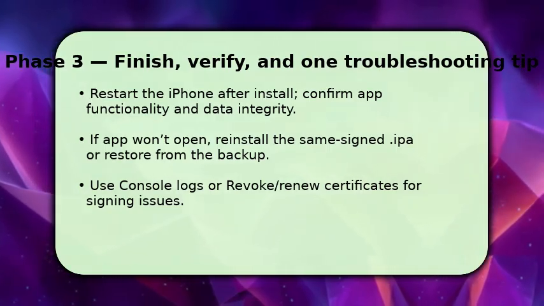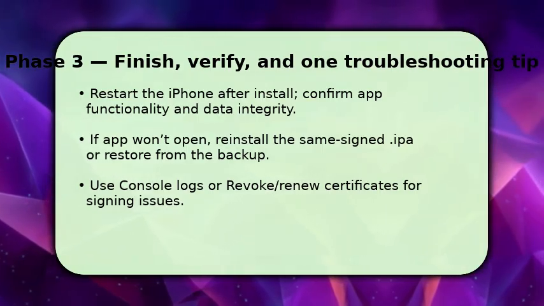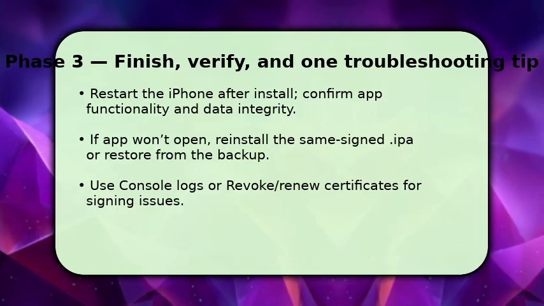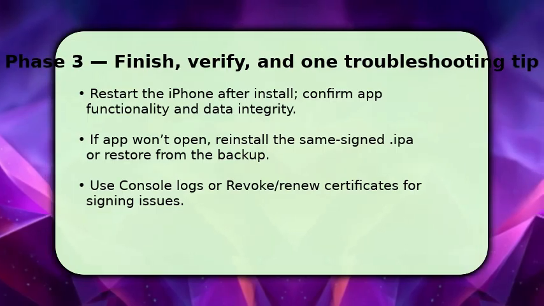Should installation fail with signing errors, revoke and renew the provisioning certificate, or examine device console logs for the error code, then re-sign and try again. If nothing works, contact the app developer with the log details.